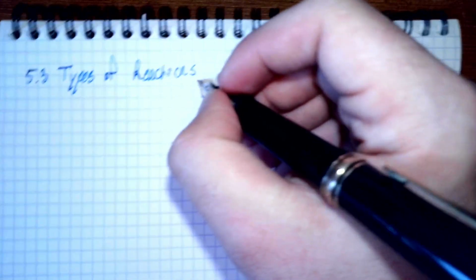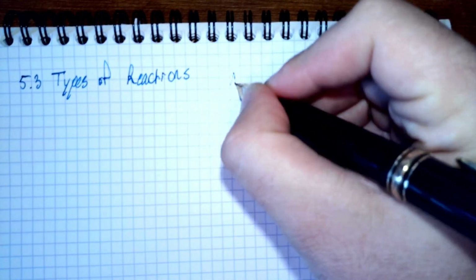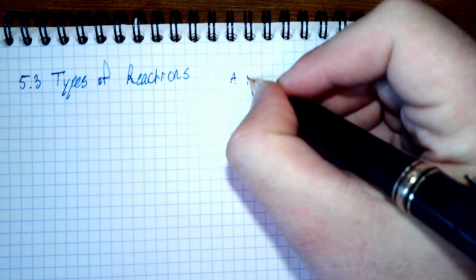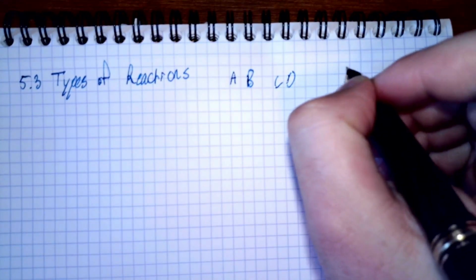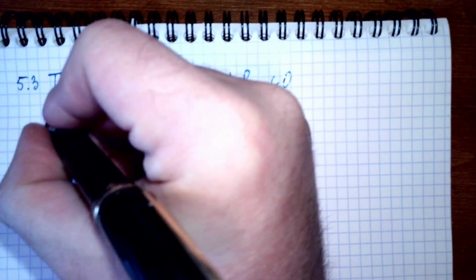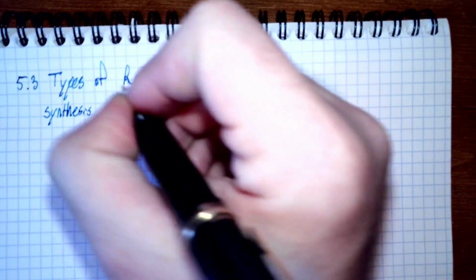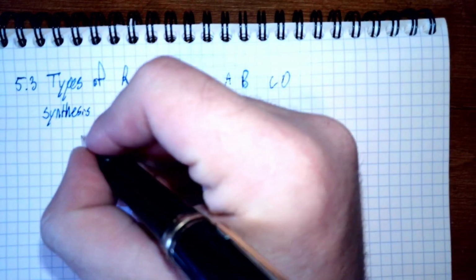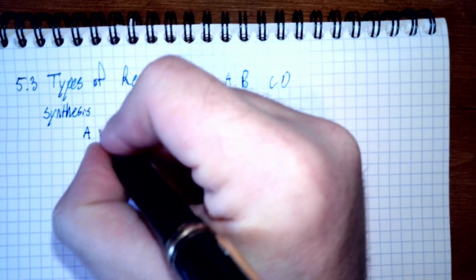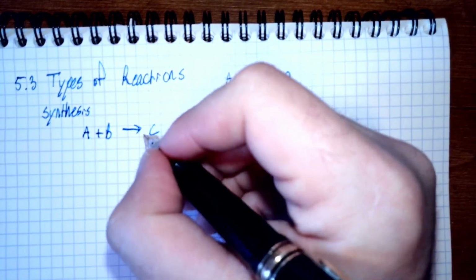So, in these, I'm going to use just some generic reactions where I have A, B, C, and D as my species involved. Okay. First of these that we're going to talk about is the synthesis reaction. Right? Synthesis means putting things together. So, A plus B react to form C.